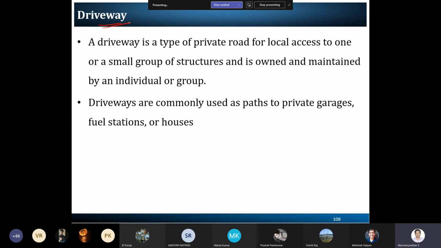Finally, there will be the driveway. As I told you, to reach your apartment, or you can see the petrol pump, the fuel stations and all, sometimes from that arterial road you have to connect to it. So that connecting road we consider as a driveway. This is the way we can explain the driveway and how it is classified.